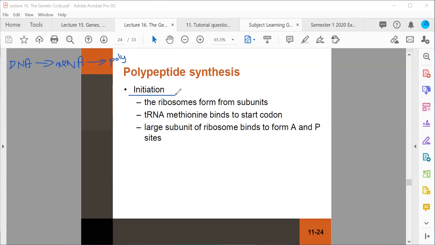All right, the first stage of translation is called initiation. So the ribosomes will actually form from 2 ribosomal subunits. The transfer RNA, which carries methionine, will actually bind to the start codon in the messenger RNA. So I should say that the messenger RNA has now bound to the ribosomes, and the large subunit of the ribosome will bind to form those A and P sites. So let's look at that, because it never makes much sense until you actually see the image.